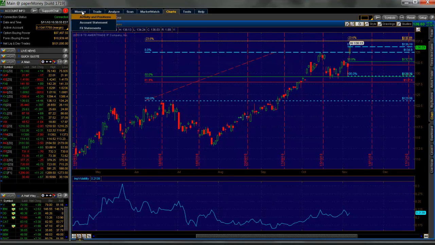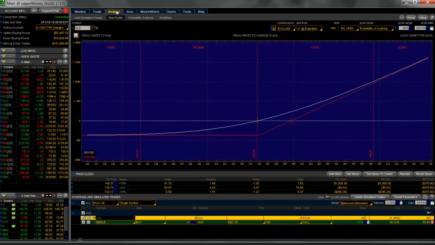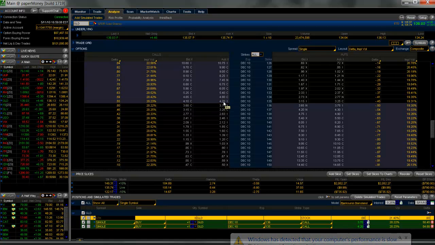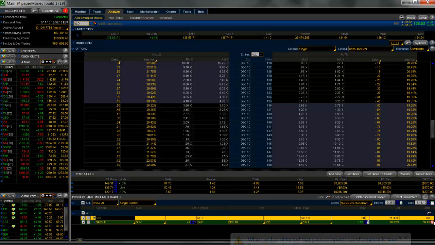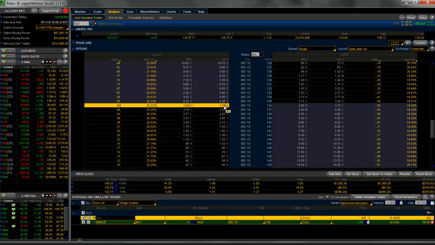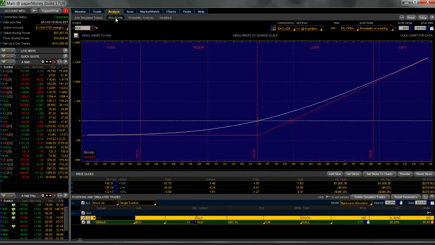So if we look at the Analyze tab, we go into Simulated Trades, and we put on a trade here that we looked at. We're going to buy the December 136 call. Okay, so we're just going to press on the buy, which is the ask, the December 136 call, and it's going to cost us $3.70 or $370 net out of our account. Now, basically, we're going to get straight into that after a quick scan of the risk graph.